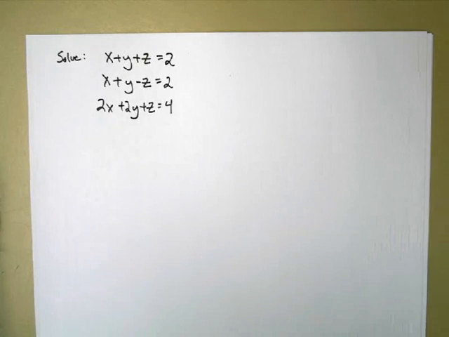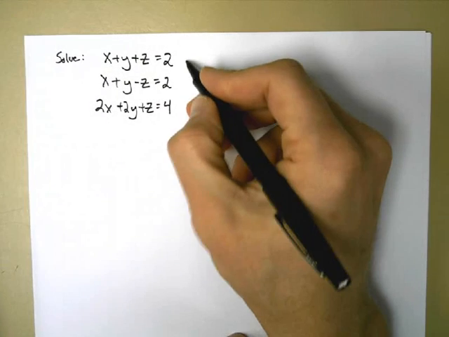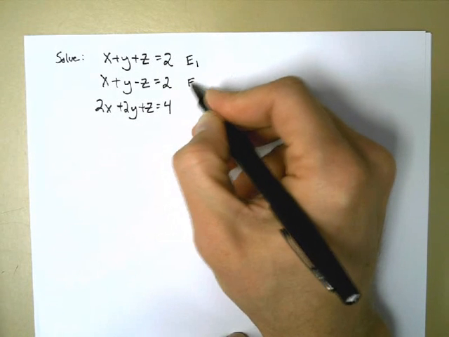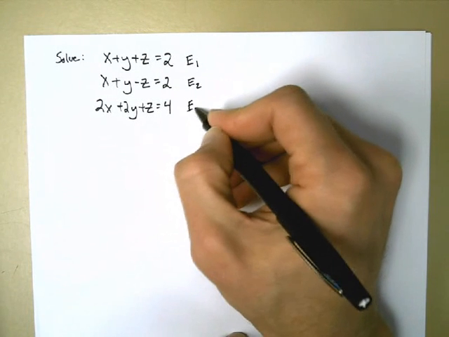In this last example on how to solve a system of three equations with three unknowns, we're going to look at another special situation that could occur when you're in the solving process. To start off, I'm going to call the first equation E1, second equation E2, and the third equation E3.